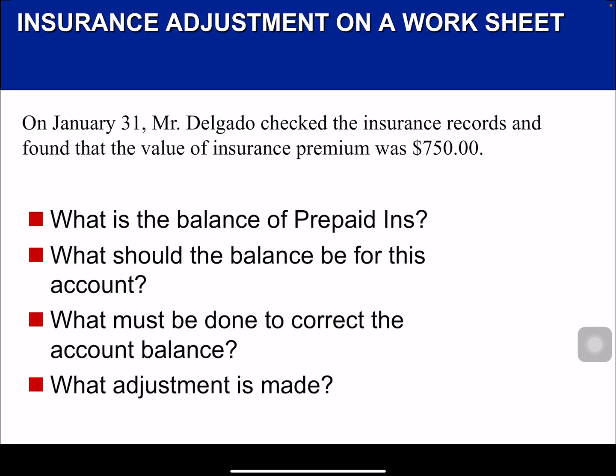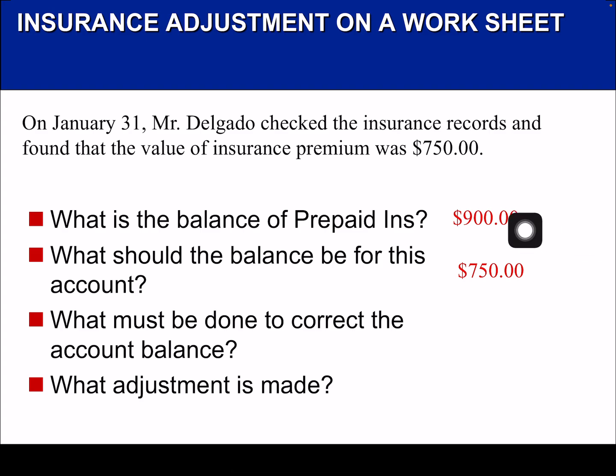Again, we're going to ask the 4 questions. What's the balance of the prepaid insurance? What should the balance be? What must be done to correct it? And what adjustments are made? What's the balance of prepaid insurance? If you remember from our worksheet, we have $900 in our prepaid insurance. What should the balance be for this account? It should be $750 because that's what he found out from his insurance premium.